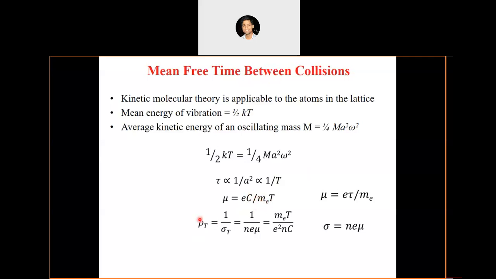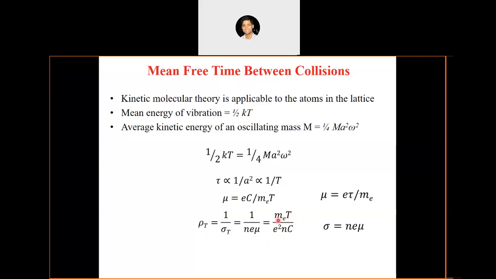And we can also use the relationship which we derived earlier, that rho should be equal to 1 upon sigma. We all know that, and sigma should be equal to N e mu, and that will give us that rho should be equal to m_e T upon e² N C.